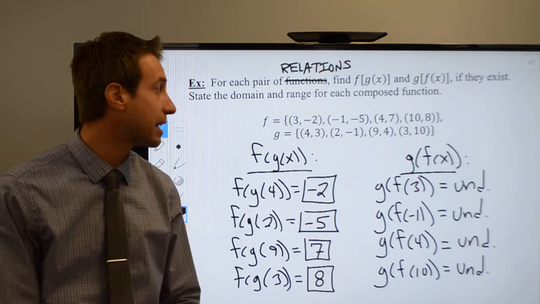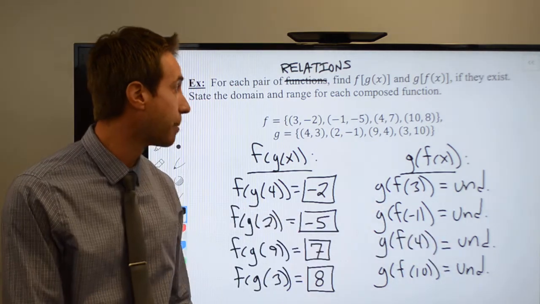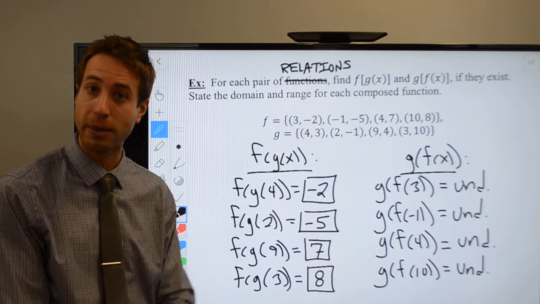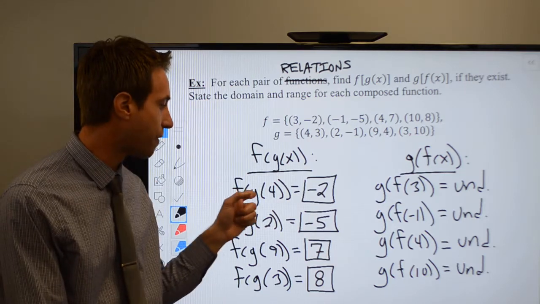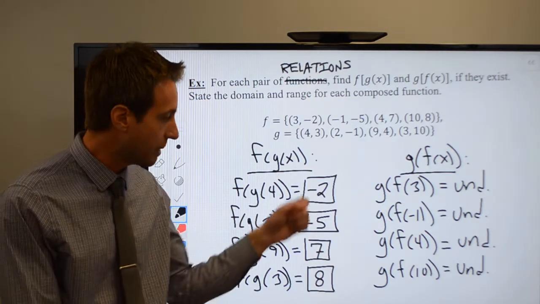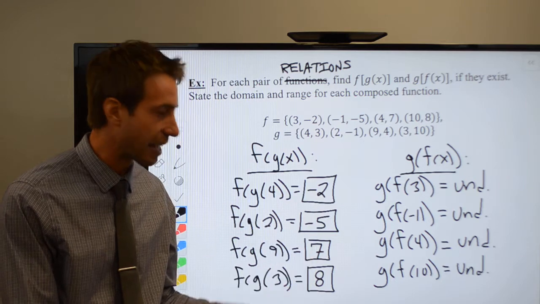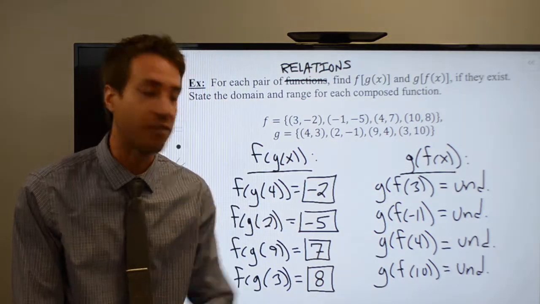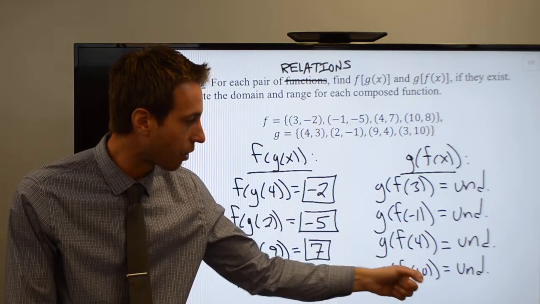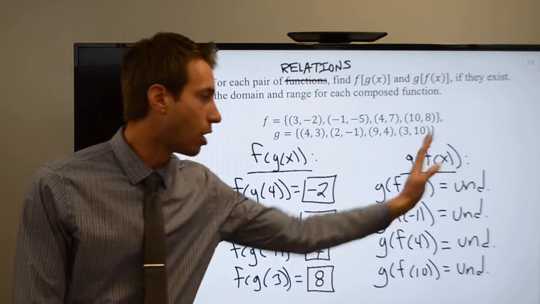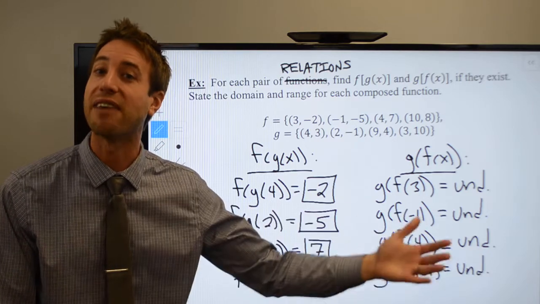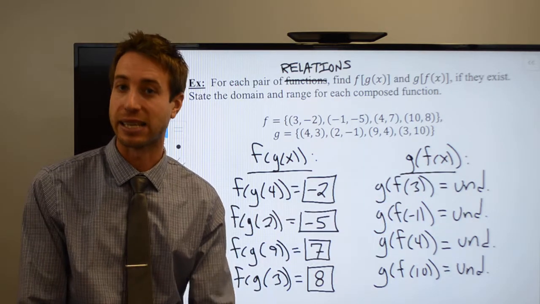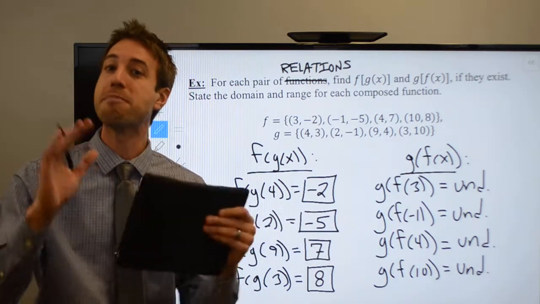Again, you could set up your domain and range values if you wanted to. This one's going to be kind of boring. The domain would be everything you plugged in: 4, 2, 9, and 3 would be my domain values for the composite function f of g of x. The range values would be negative 2, negative 5, 7, and 8. For g of f of x, my domain values would be everything I plugged in: 3, negative 1, 4, and 10. But my range values are all going to be undefined. They don't actually have a corresponding range value because g of f of x does not exist. It's undefined.